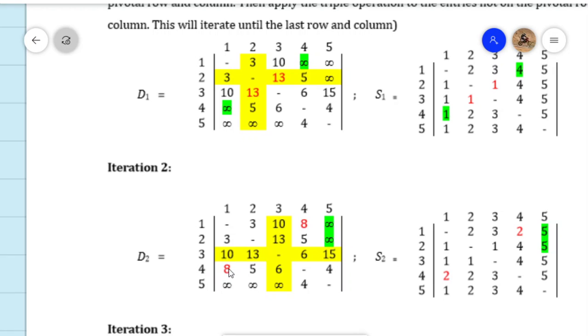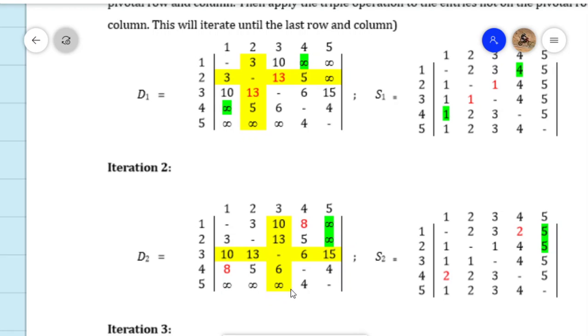For the fourth row, 8. 8 compared with 10 plus 6, 16. 8 is less than 16, or 16 is greater than 8. So we do not mark 8. Next, compare 5 with 13 plus 6, 19. But 19 is greater than 5. 4. 4 is compared with 15 plus 6. 15 plus 6 is 21, greater than 4.